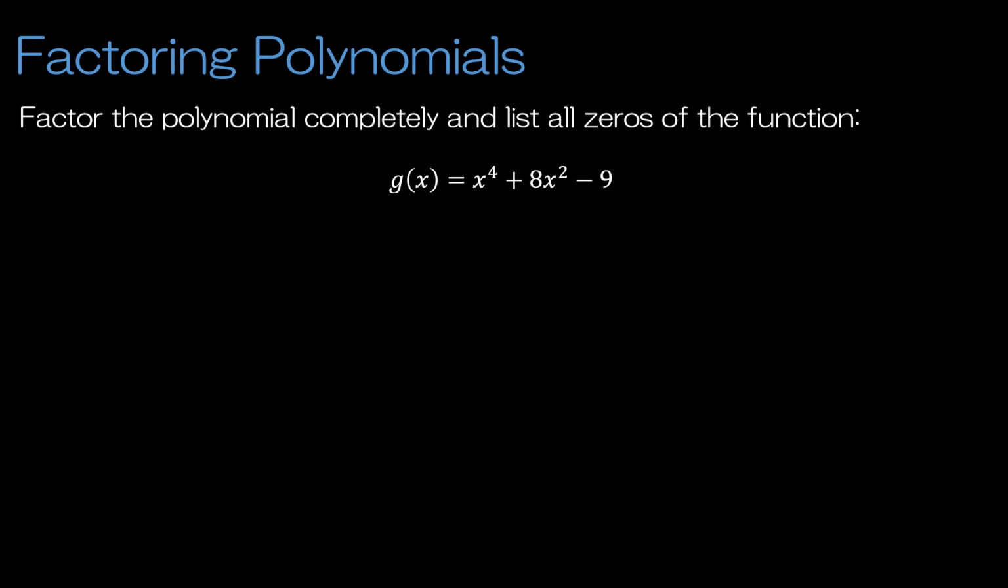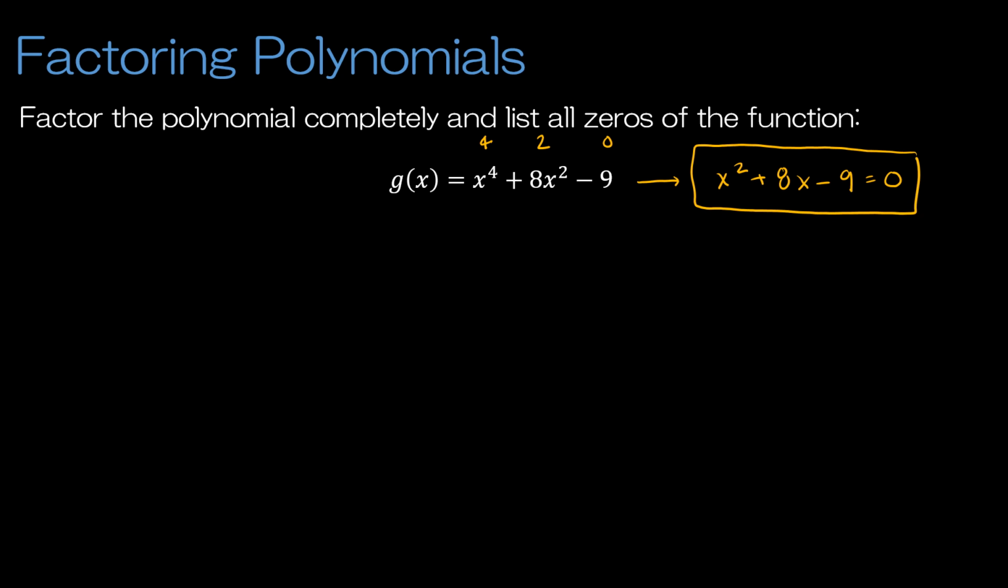So to begin this one, I wanted to include this question because it has a degree of 4, but there's only 3 terms, and those 3 terms have a degree of 4, 2, and 0. And the reason that's important is I can think about this as x squared squared plus 8x squared minus 9. And then that first term, when I factor, is just going to be an x squared instead of an x. So for a moment, I want you to think about how I would factor this trinomial.